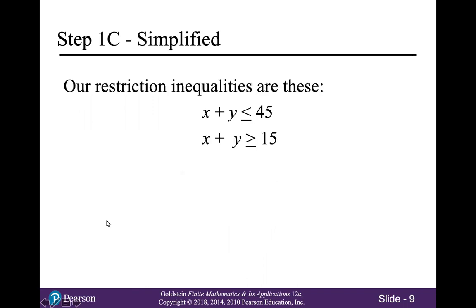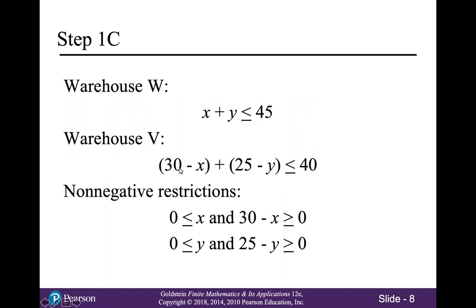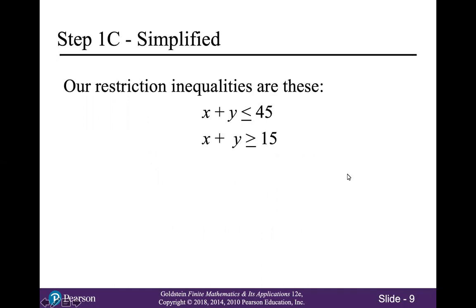All right, so here are the inequalities. We have X plus Y is less than or equal to 15. X plus Y is greater than or equal to 15. That comes from simplifying this inequality right here, okay? And then X is less than or equal to 30 and Y is less than or equal to 25. That is from simplifying 30 minus X is greater than or equal to 0, and 25 minus Y is greater than or equal to 0. And then we have X and Y are both greater than or equal to 0.